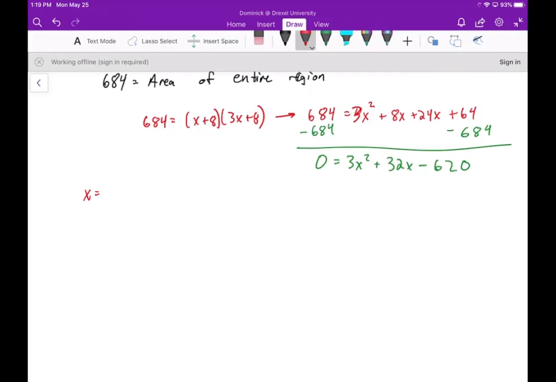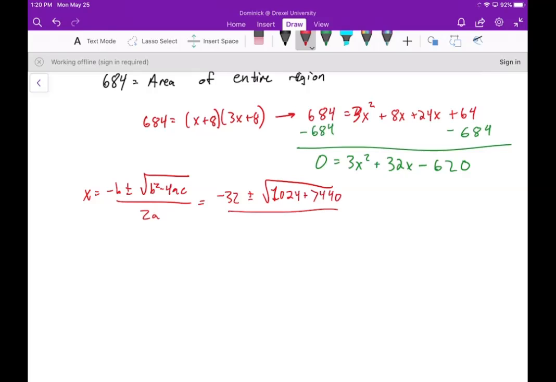We'll use the quadratic formula. So we get x equals negative b plus or minus the square root of b squared minus 4ac, all over 2a. So I'm going to get a negative 32 plus or minus. Now 32 squared, let me pull that up on my calculator. 32 squared will give us 1024, minus 4ac, so 4 times 3 times negative 620, and we're adding this now, so a plus 7440, over 2 times a, so over 6.